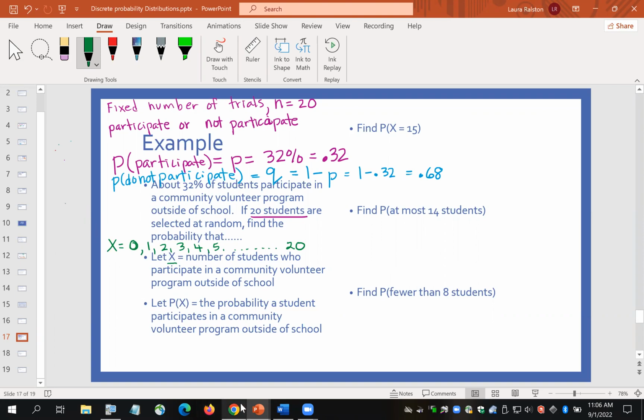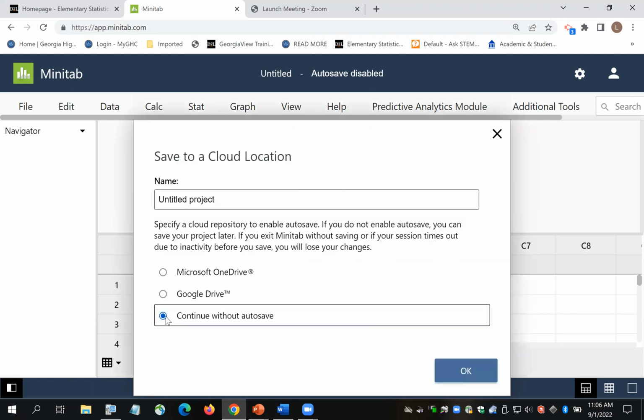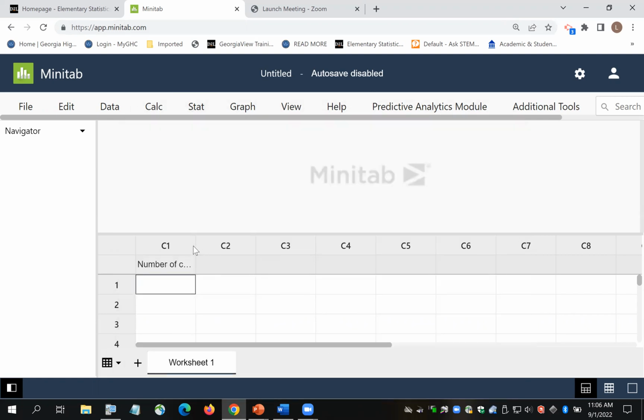Okay, so I'm going out to Minitab. I think I already have it pulled up this morning. Okay, so you go out to app.minitab.com like you always do, log in, and it comes up. The first thing we need to do is enter the possible values for X, which correspond to the number of community volunteers. And so those are our values for X.